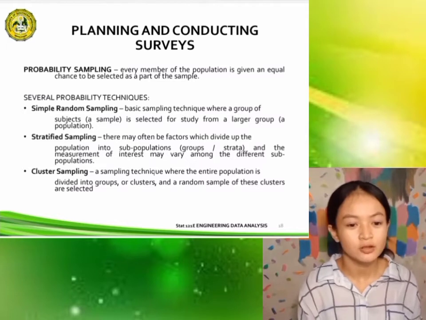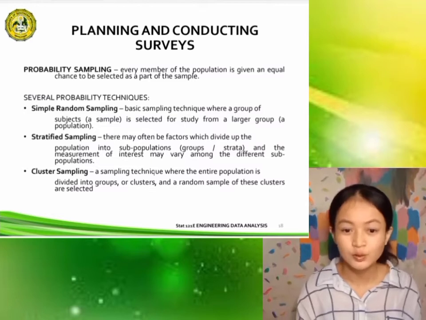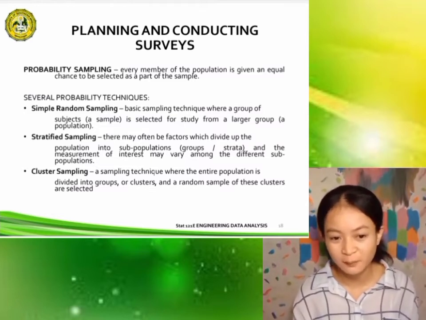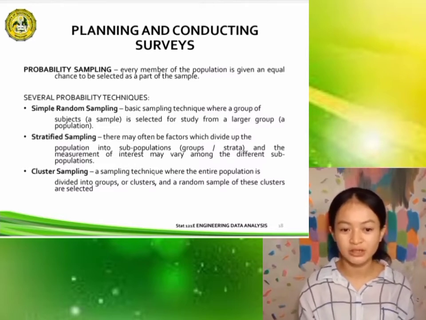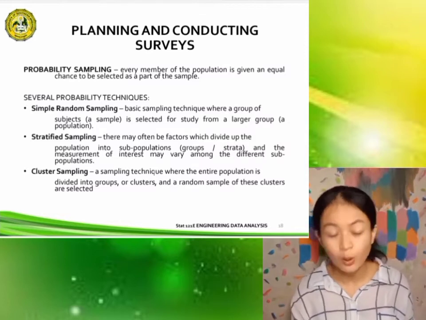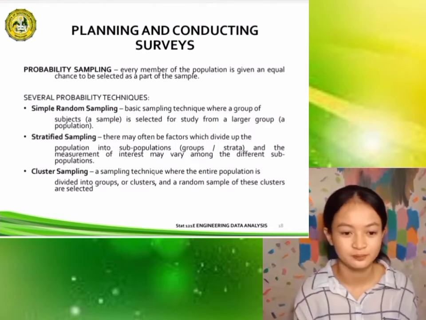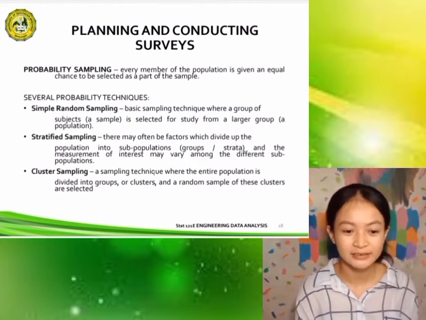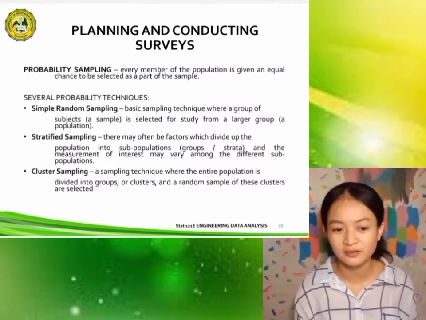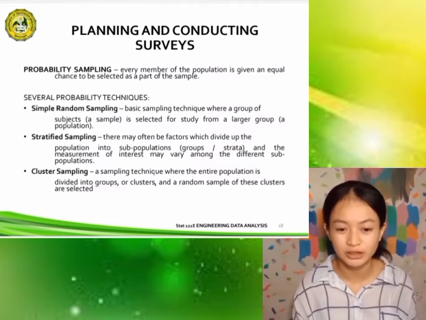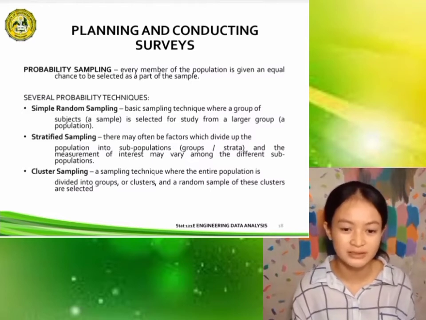So an example is that you want to select a simple random sample of 100 employees of a company. So you assign a number to every employee in that company with a database from 1 to 1000 and use a random number generator to select 100 numbers, or you have to go and pick until you get 100 numbers. Then next is stratified sampling. There are often factors by which you can divide up a population into subpopulations, and the measurement of interest may vary among the different subpopulations.